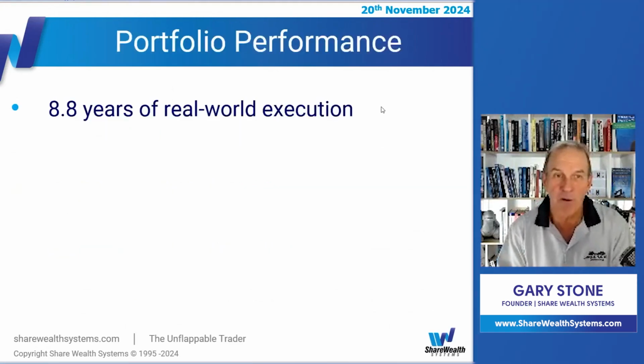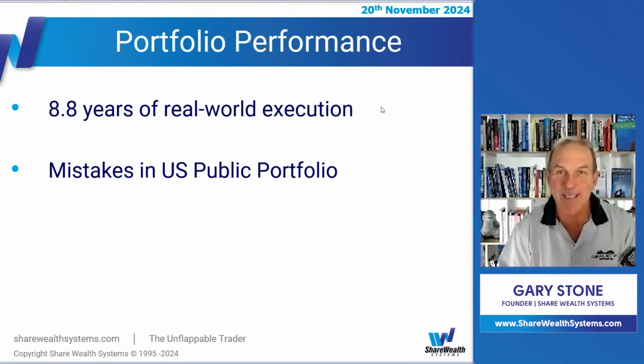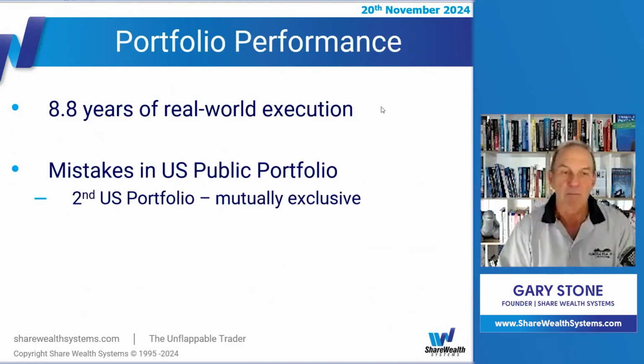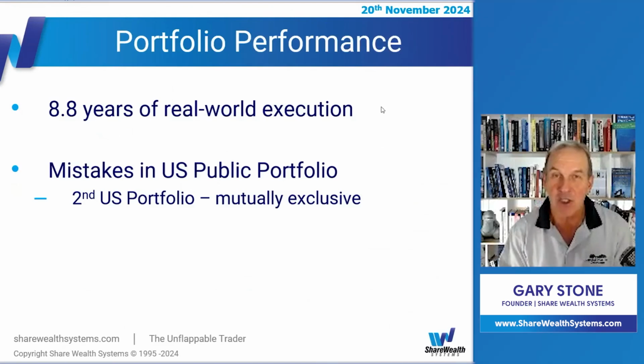Right, we're going to have a look at performance now. We're up to 8.83 years of real world execution. We've made some mistakes, and I'll keep reminding ourselves of this because we've got to keep it front of mind so we don't make these mistakes again in the future. We ran 2 US portfolios and we made them mutually exclusive. If you are going to run more than 1 portfolio, the only difference you really should have is the number of open positions, but you should have overlap in trades. So don't make them mutually exclusive.